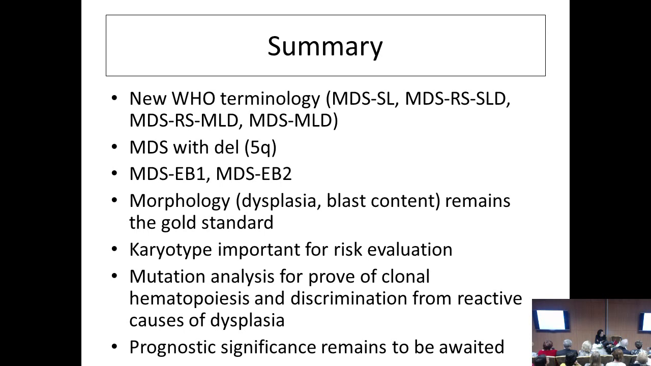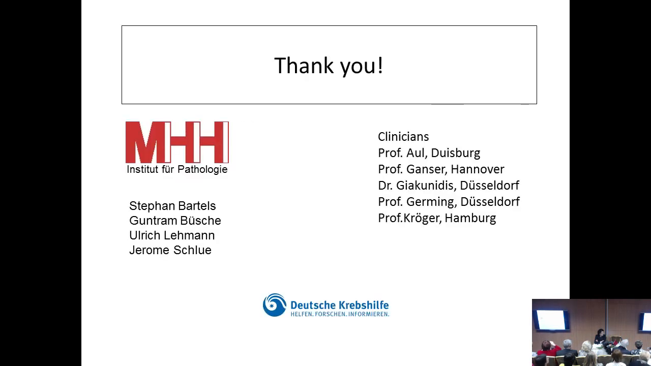Morphology with dysplasia and blast content remains the gold standard for diagnosis. Karyotype is important for risk evaluation. Mutation analysis can be used to prove clonal hematopoiesis and exclude reactive states, and this can be easily used for discrimination. And the prognostic significance of these new mutations remains to be shown. There are only a few studies showing that many of them have a worse prognostic impact. That's my message, and let me finish with thanking you for your patience and your attention.